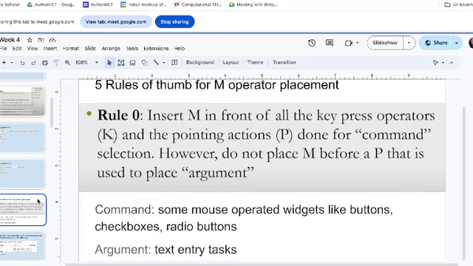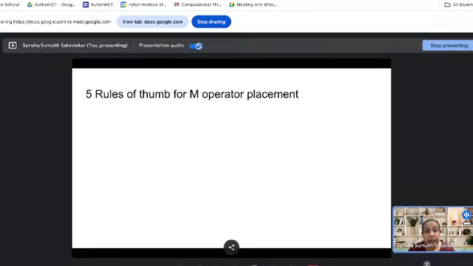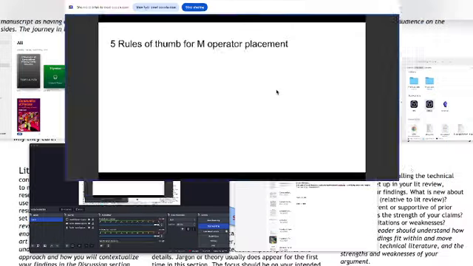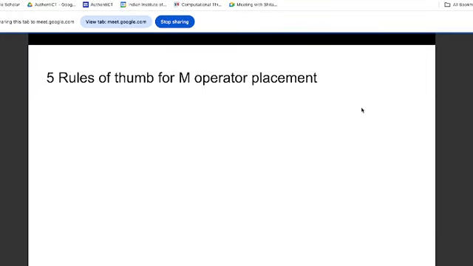Now we will go towards these 5 rules of when to put the M operator, because we might argue that thinking we are already doing, thinking is not happening something externally. But then where to put the operator, right? That is the question. So for this question, we have 5 rules.